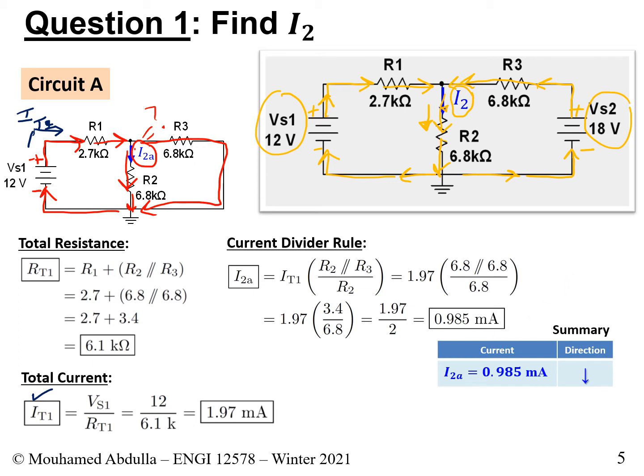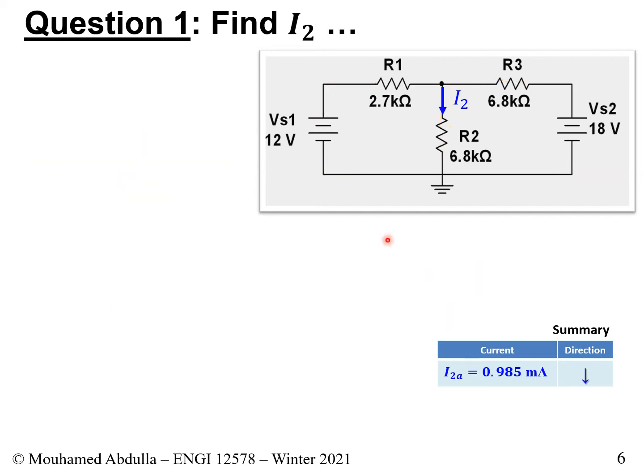So I'm going to just put the summary of what we found in here. And what we found is 0.985 milliamps. And if you notice, it is moving downward. Getting the direction correct is also useful and very critical when you work with superposition. So at this point, through the analysis of the first source, we determined the contribution to I2 from the first source to be this, and it's going downward. So at this point, we could focus on the second source and eliminate the first source.